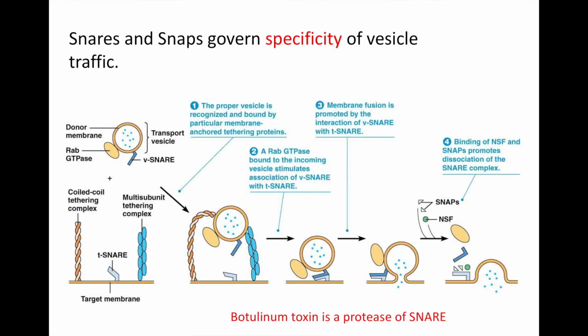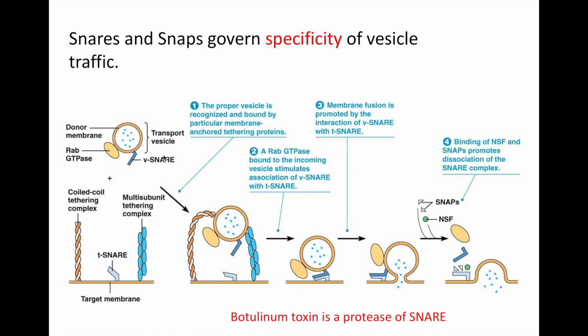You have a whole bunch of vesicles fusing together. How does the cis vesicles know to go to the medial? How does medial know to go to trans? How does the rough ER know to go to the cis Golgi? A lot of that is governed by snares and snaps. So snares and snaps are yet more proteins. They're membrane bound and on an outward facing membrane of these vesicles. And they have to agree with each other for a vesicle to properly dock.